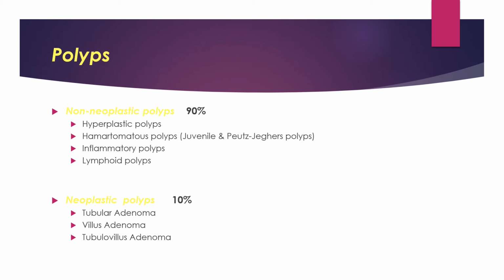Polyps begin as small elevations of the mucosa, and these are referred to as sessile polyps. That is a term borrowed from the botanists, who used the term sessile to describe flowers and leaves. When there is a stalk formation, they are no longer called sessile polyps, but pedunculated polyps. So there are two types of polyps: sessile and pedunculated.